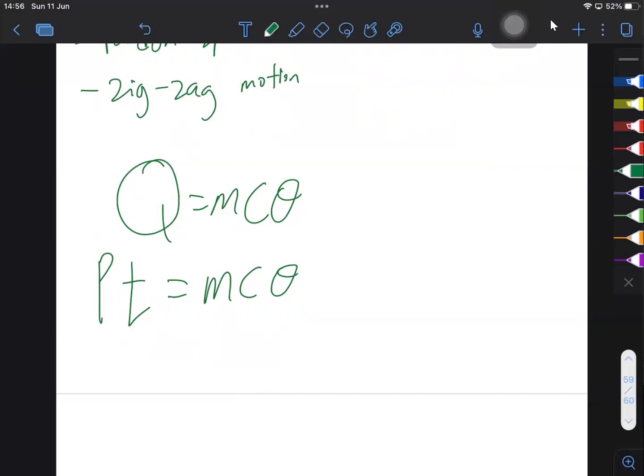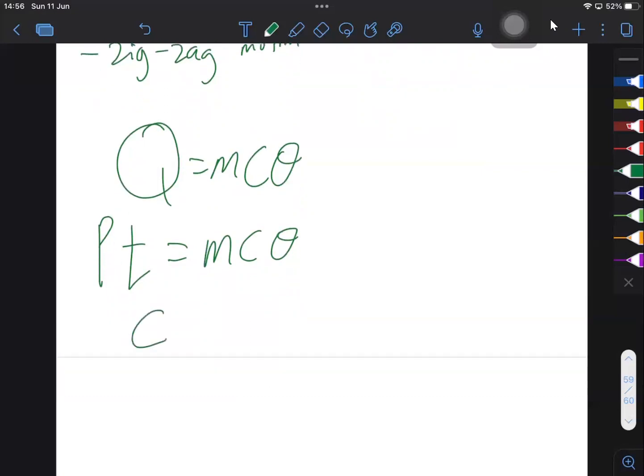Oh, by the way, one more thing I want to talk about. How do we define specific heat capacity again? What's the definition for specific heat capacity? If you change the temperature of an object by 1 degree Celsius.